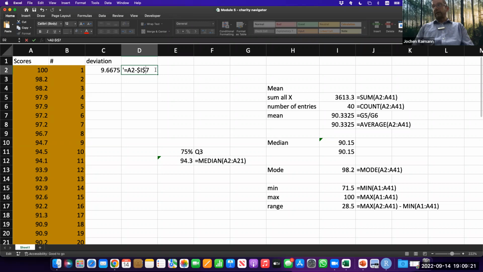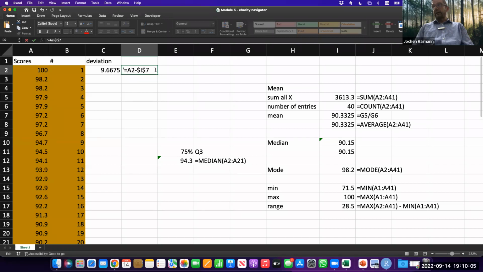If anybody has a problem with that, don't despair. There's a solution to that. Just press escape, go out, and revisit your formula. You want the difference of your individual entry minus that mean. That needs to be 9.67. So it's equal A2 minus $I, $7, because we're locking in the mean.